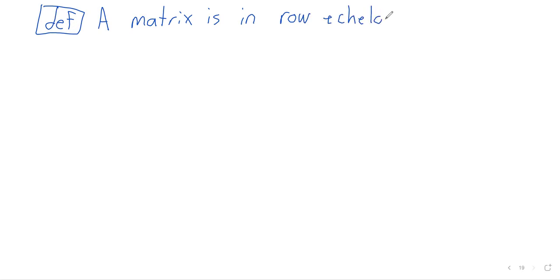Definition. A matrix is in row echelon form. Don't ask me why. I don't know what echelon means exactly, I confess, but it's in row echelon form if it satisfies two or three conditions.